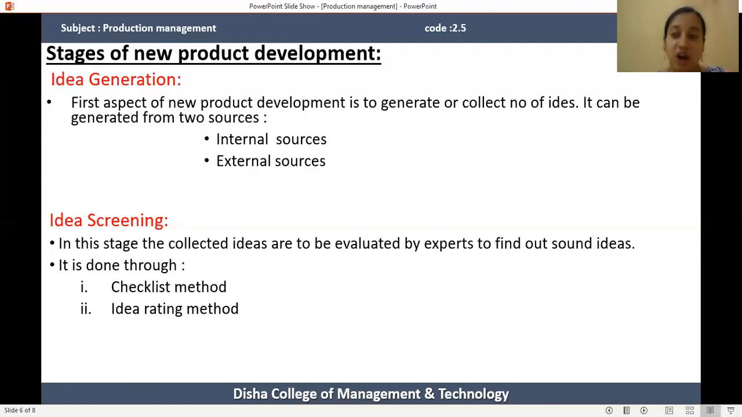So in the first stage, the organization is able to generate various ideas related to which product they are going to produce. Means in the first stage, the organization generates a number of ideas. Someone gives views for producing mobile phones, someone gives views related to manufacturing food items, someone gives views related to producing home appliances. So in the idea generation stage, the organization has a number of ideas. Then they go to the next stage of new product development.